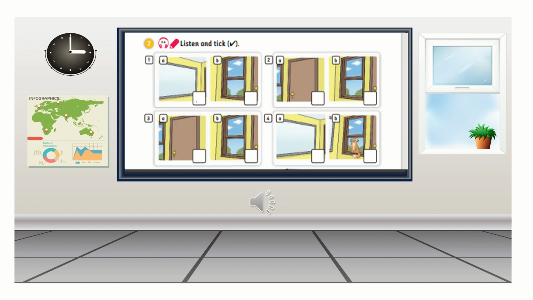What's this? It's a whiteboard. So what's this? A whiteboard. Great. So we are going to make tick here for this picture. Let's move to number 2 here.